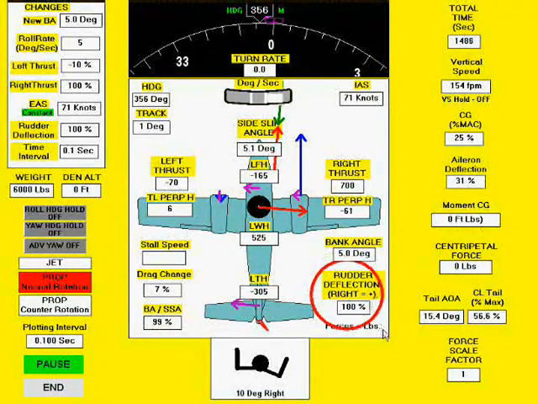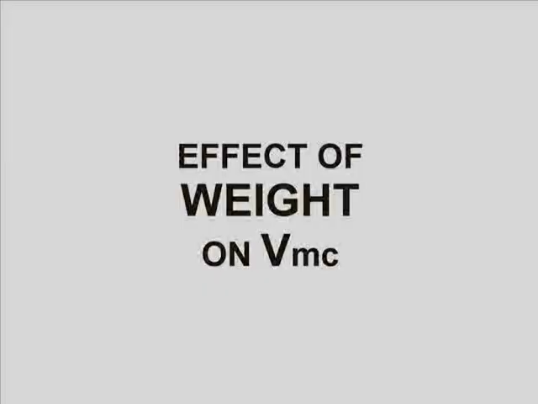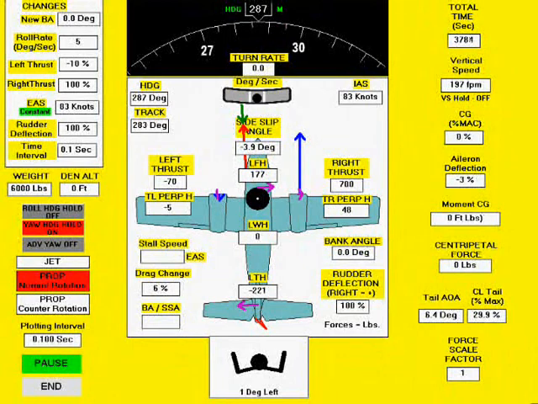In this case, we find that VMC changes by only 1 knot. Now let's look at the effects of weight. When changing the weight from 6,000 pounds to 5,000 pounds, this video shows that the wings level VMC value does not change. Although weight affects the rate of heading change, it only affects the moment about the CG by its influence on the horizontal component of wing lift, which is 0 when the wings are level.